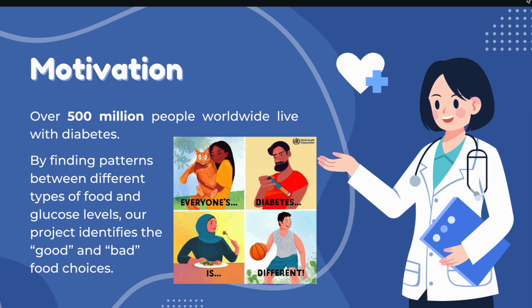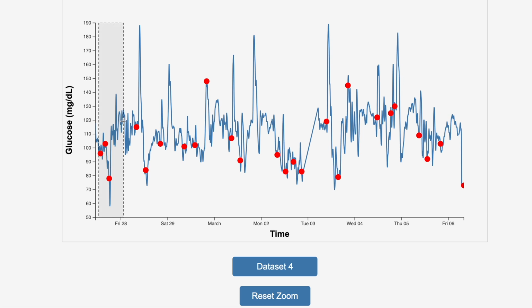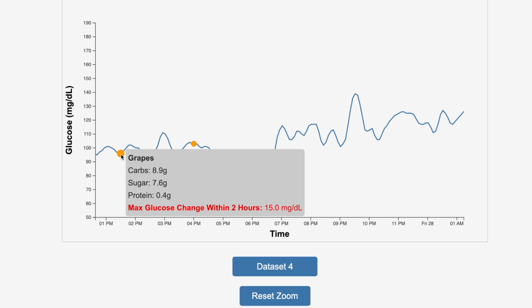Our project explores this question by analyzing real glucose monitor data, linking it to detailed food logs. By finding patterns in individual responses, we aim to identify trends in good and bad food choices for different people. One of our primary visualizations highlights how different meals shape a person's glucose levels.